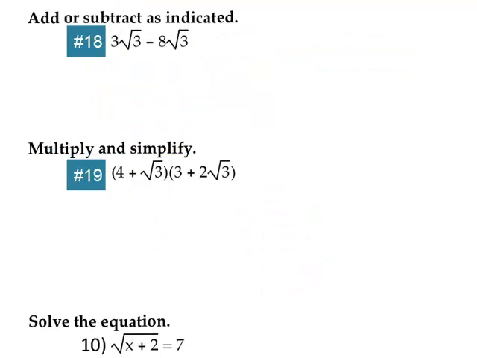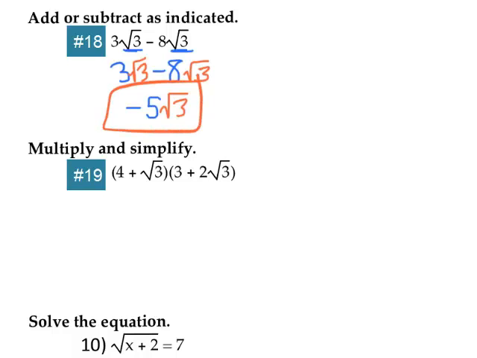Number 8, add or subtract is indicated. What matters when we add and subtract square roots is that we have the same square root here. So this is kind of like them saying 3x minus 8x. If we did that, we would get negative 5x. But instead of actually having x here, the whole time we've had the square root of 3. So we have 3 square roots of 3. We subtract 8 square roots of 3, which means that we end up with negative 5 square roots of 3. That would be our answer.